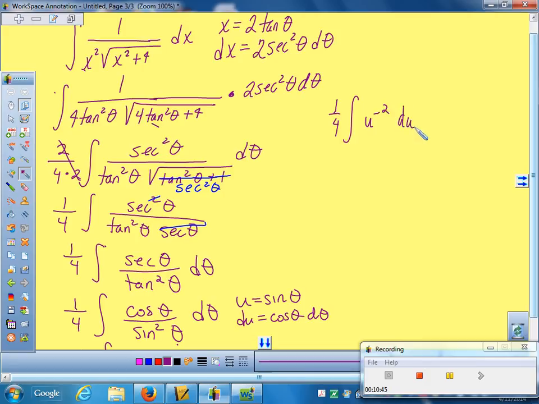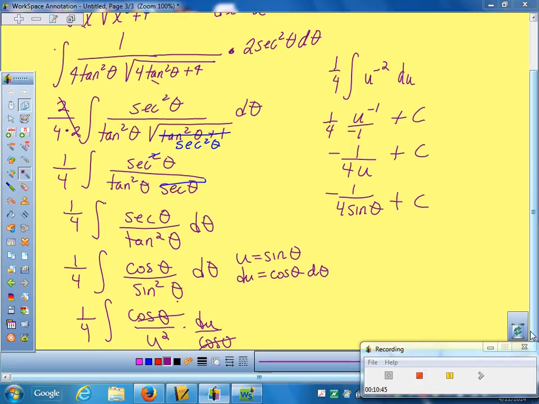Negative 1 over u. We're almost done. You want me to finish? So that'll be u to the negative 1 over negative 1 plus c. So it's negative 1 over 4u. Okay, what's u? Sine theta. So you have to change that to 4 sine theta. Okay, is that done? No. Is that an x? No.